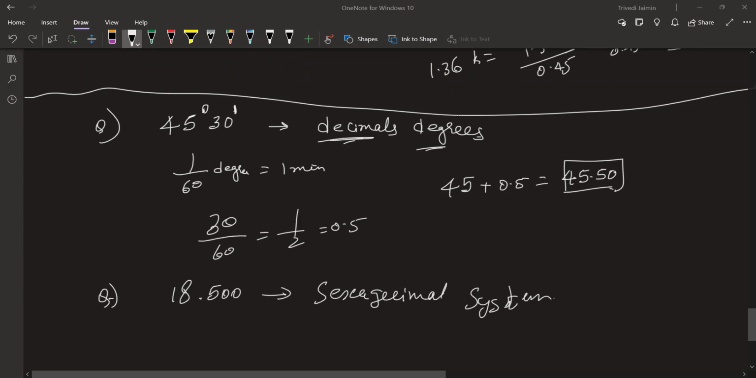Shadab, what do you think? Yes, sir. Sir, would we convert it to the previous form? Yes, degrees. Previous form, yes. So it would be 18 degrees and 30 minutes again, right? 18 degrees, 30 minutes. Yes, it should be.